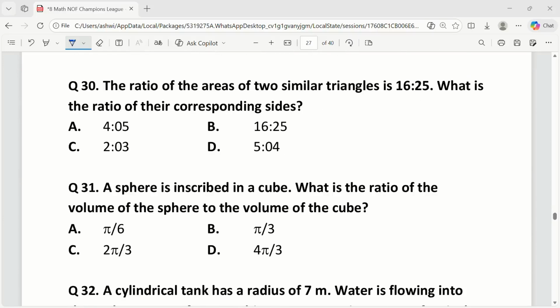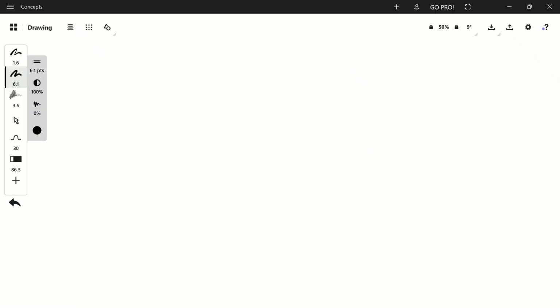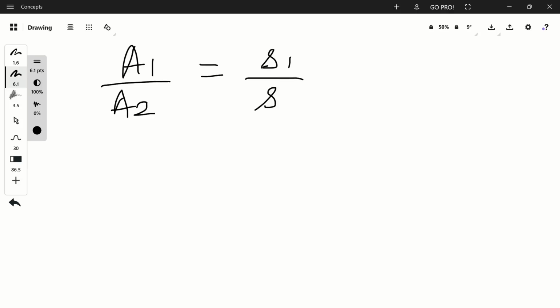The ratio of the areas of two similar triangles is 16:25. What is the ratio of their corresponding sides? The ratio of the areas of two similar triangles is equal to the square of the ratio of their corresponding sides. So A1 upon A2 is equal to side 1 upon side 2 whole square.